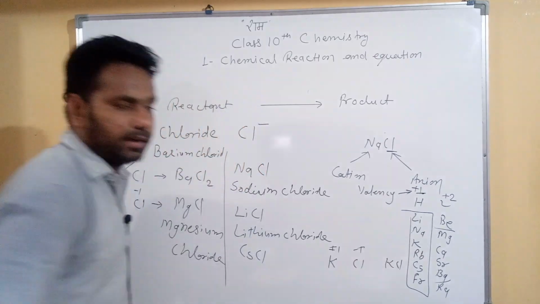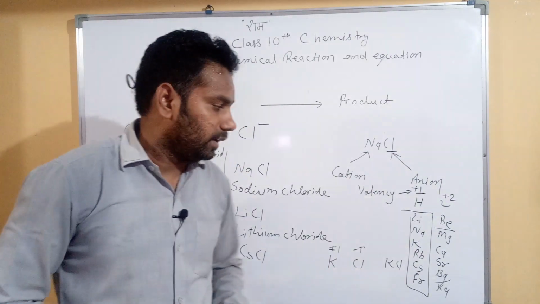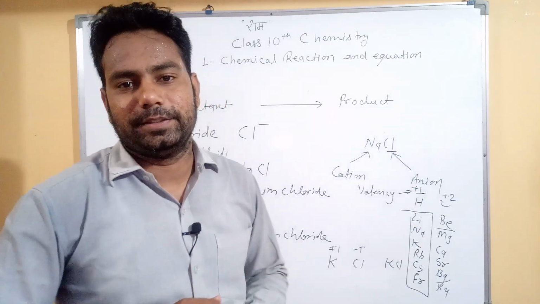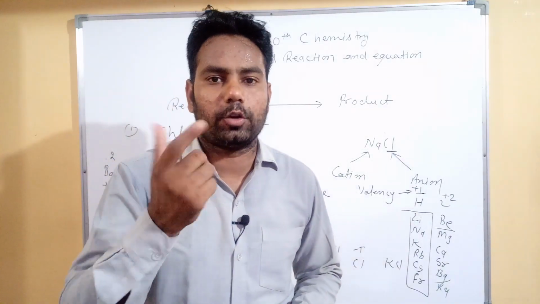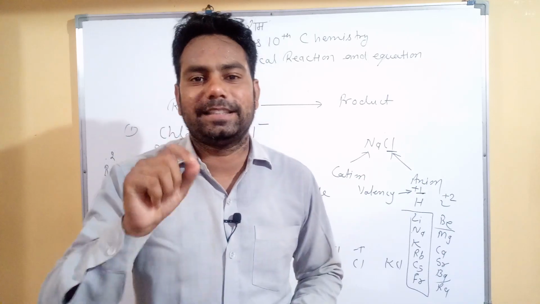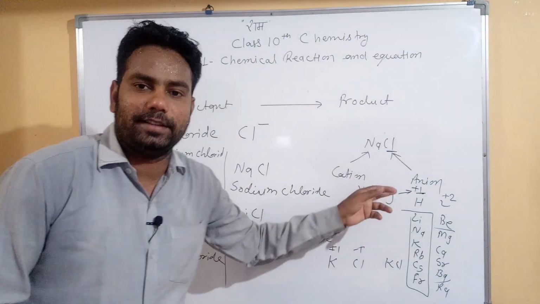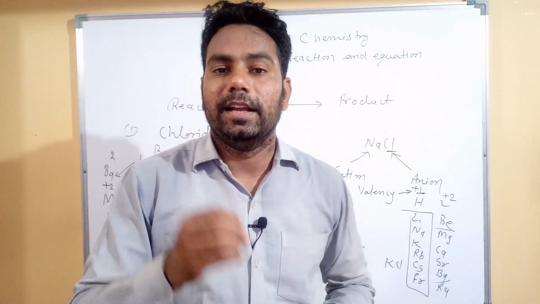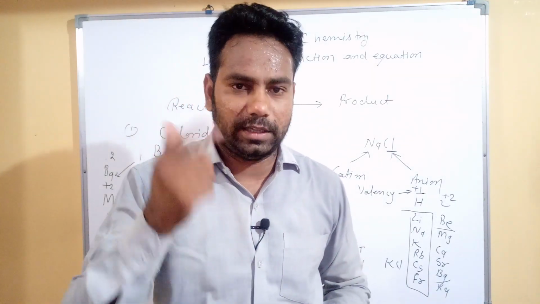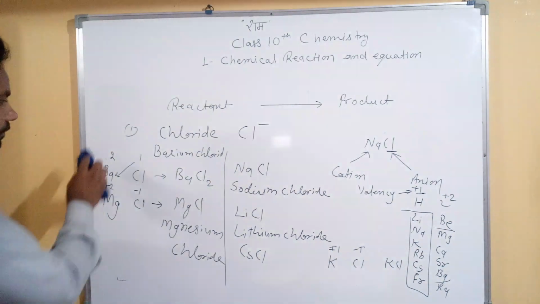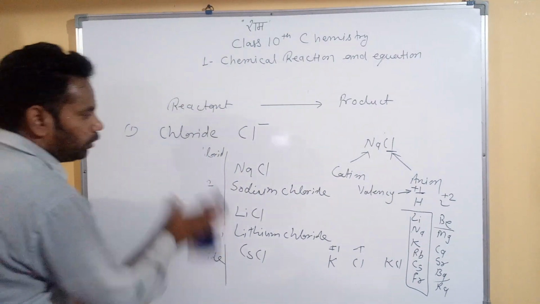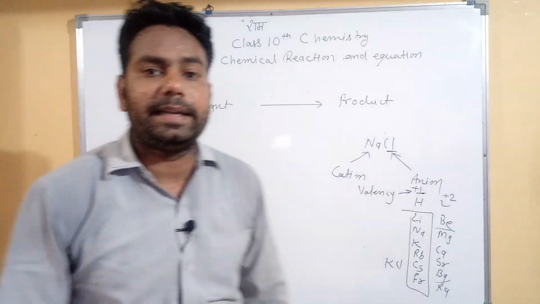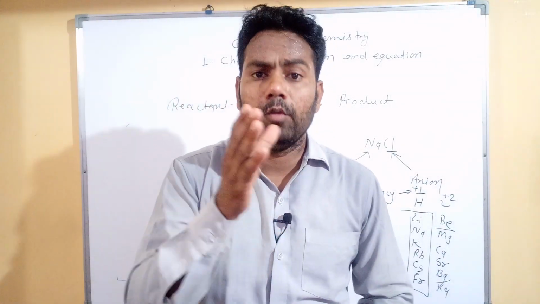Okay, it's not a chemical reaction. The formula is KCl. Done. Hydrogen chloride. The formula of hydrogen chloride is HCl, because H has a +1 valency and Cl has a -1 valency. Done. Check. Okay, I think you are clear about the chloride ions. You should write a minimum of 20 formulas for chloride ions.